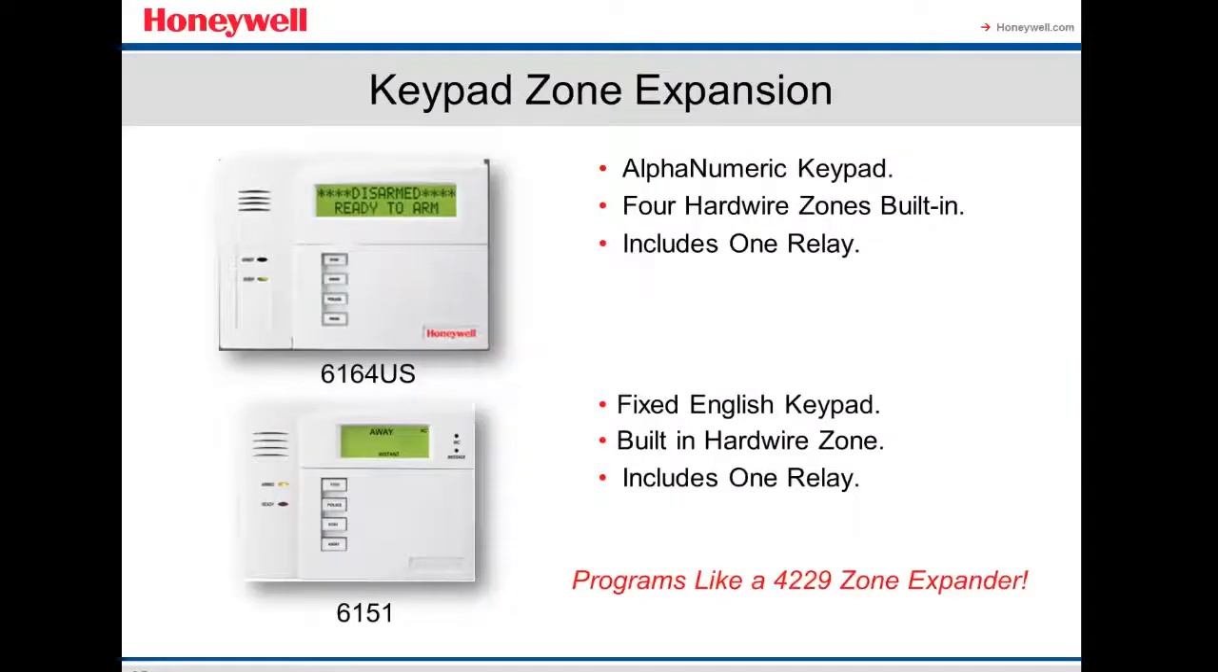We have other keypads which come with additional 4 wire zones built in and 1 relay. This is the 6164 US, and the 6151 is an English keypad, also with built-in hardware zones, and includes 1 relay. And you program this like any other 4229 zone expander.